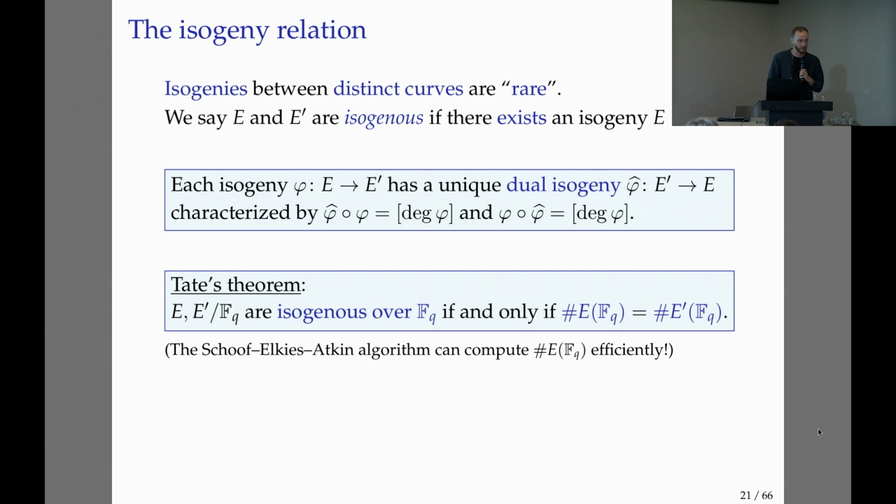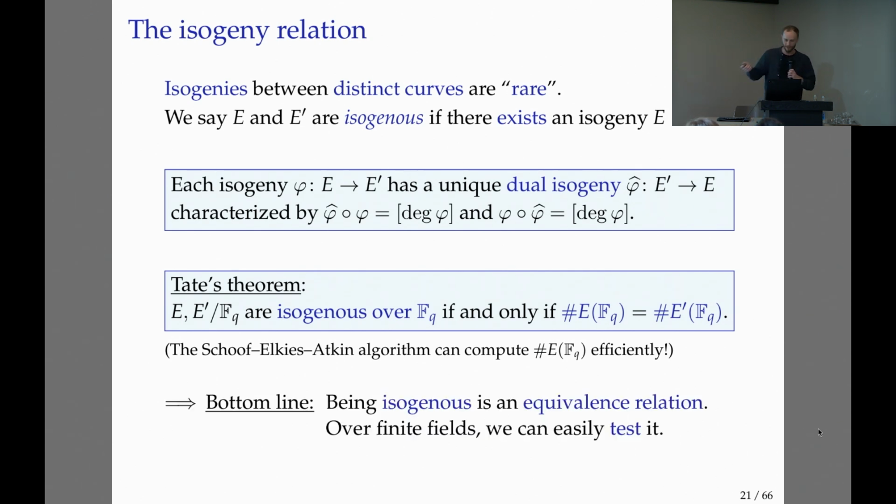An extremely non-obvious fact is that you can compute the number of points without writing them all down. So this is a very interesting and very nice algorithm. It's the polynomial time SEA algorithm. Which means the bottom line of this slide, which has a bunch of random facts, is that this relationship of being isogenous is an equivalence relation. So it's symmetric and reflexive and so on. And it's easy to test this.